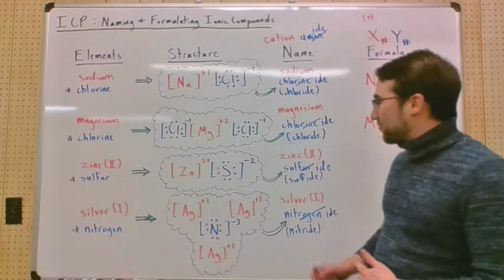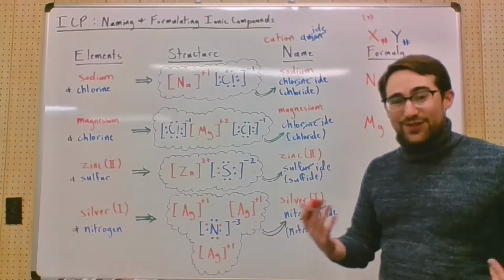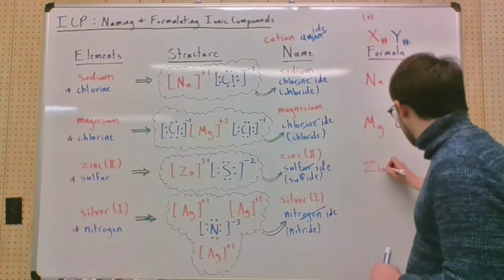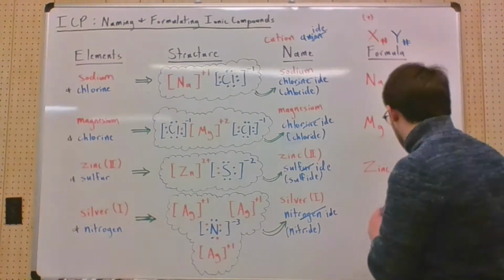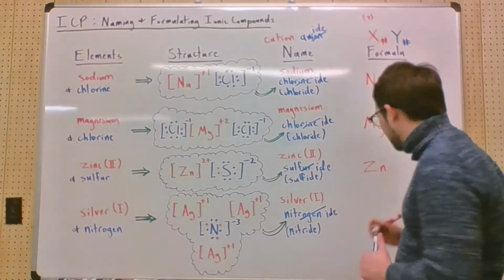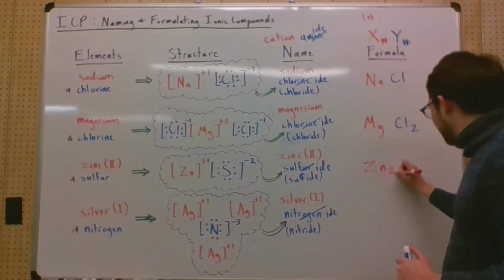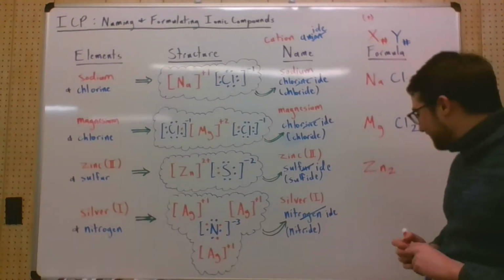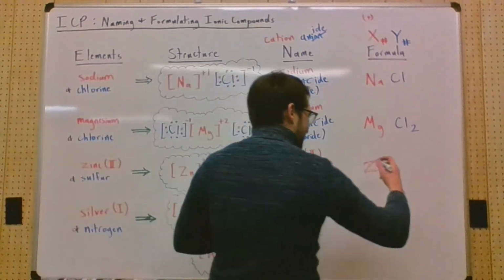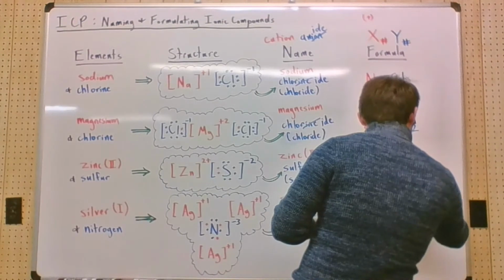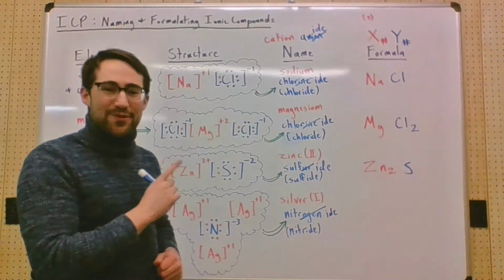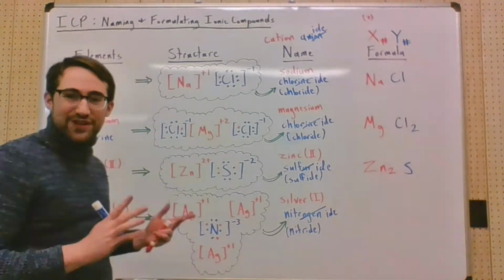Well, if I were just looking at this name and I had to guess what it was going to turn out to be, this is what I would do. Since it says zinc 2, I'm going to put a little Zn and then a 2 down there. And then sulfide is an S. Done. But that's not right.